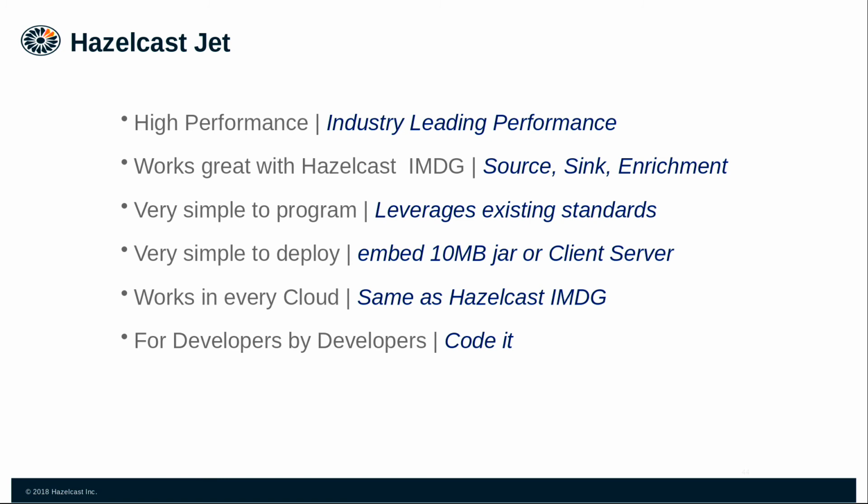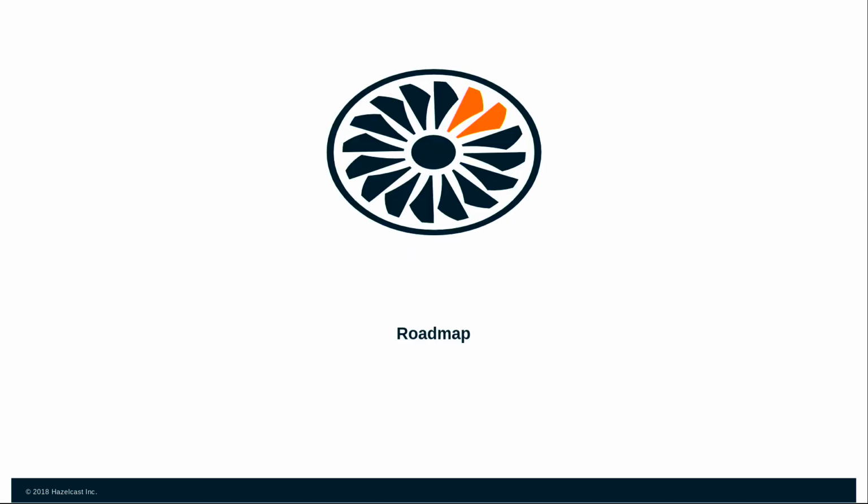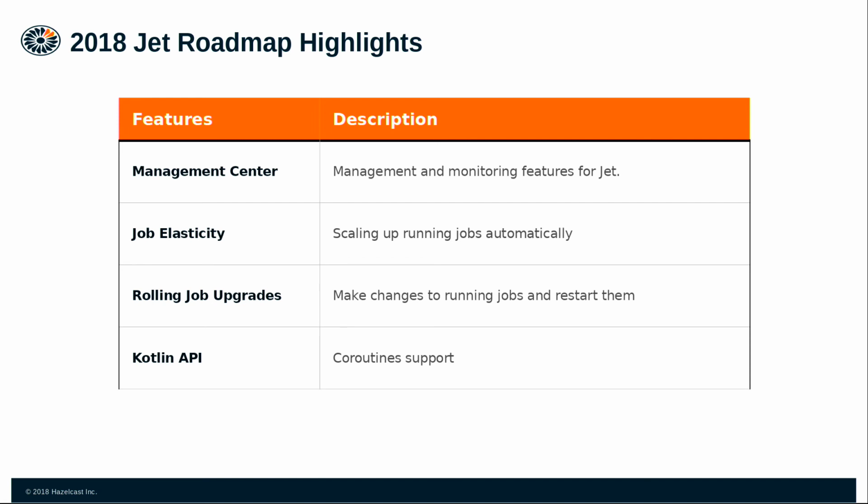But currently, as a recap, Hazelcast Jet is a high performance in-memory stream processing engine and also batch processing engine. It's a simple programming API, similar to Java util streams. It's simple to deploy. It's just a 10 megabyte jar file without any external dependencies other than the connectors that you're using. It's like Hazelcast. It works in every cloud. We already have Kubernetes, Helm charts, and so on for Jet, so you can easily deploy it anywhere. And it is specifically developed for developers, so you can get the benefit of it.